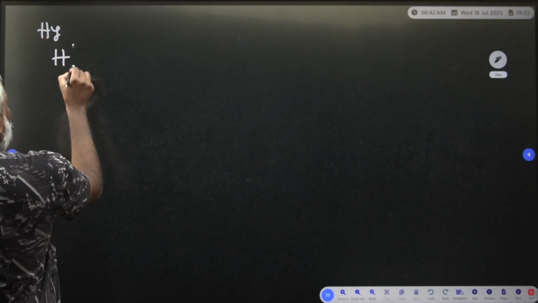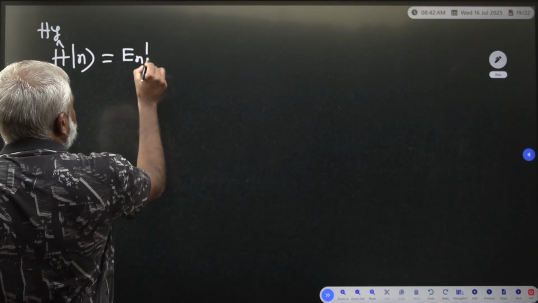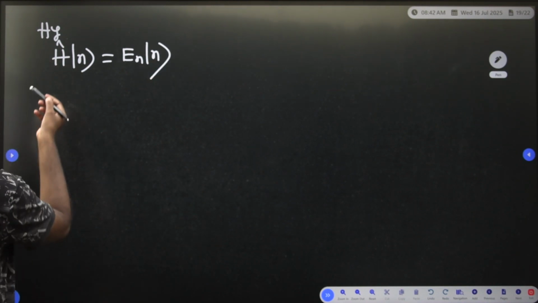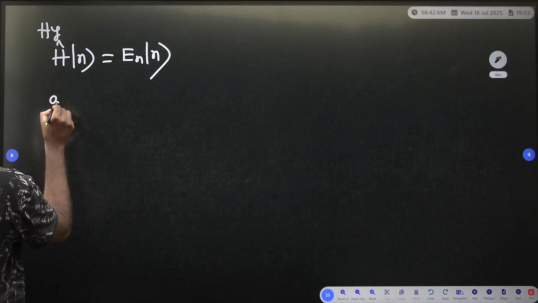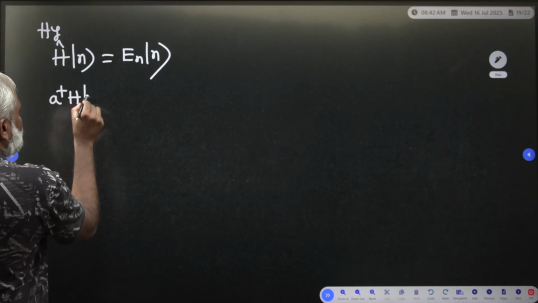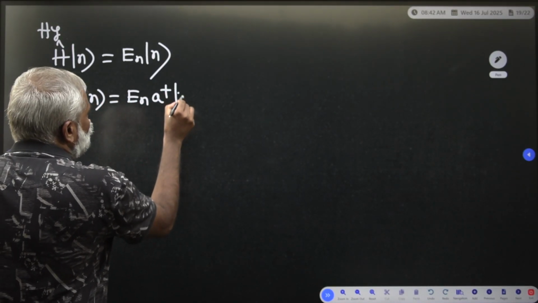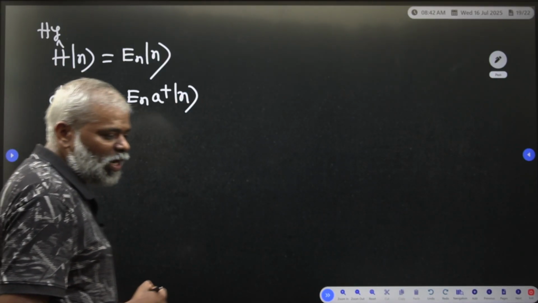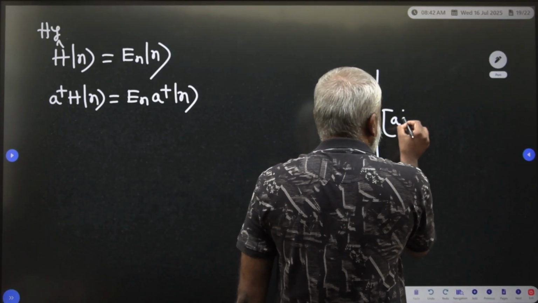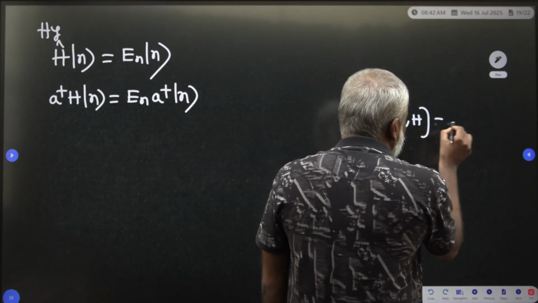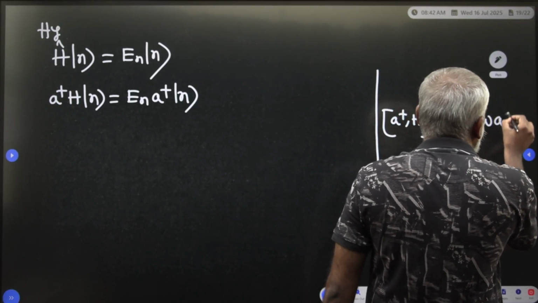Now consider H. You have to apply it on ket n, so there is an eigenvalue expression, H ket n is equal to En ket n. You have to multiply with a dagger: a dagger H ket n is equal to En a dagger ket n. But you know that the commutator of a dagger with the Hamiltonian is equal to minus ħω a dagger.